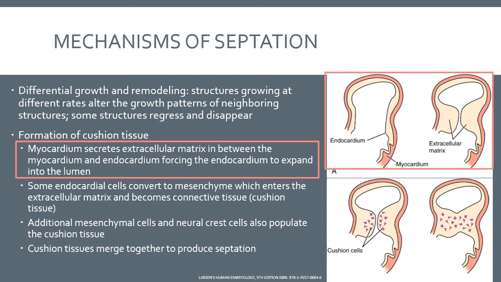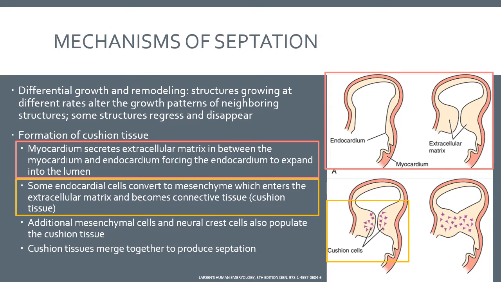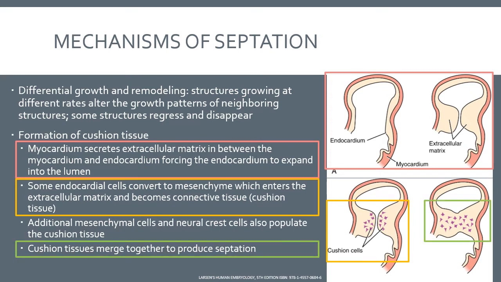Now, some of the endocardial cells will convert to mesenchyme, which will then enter that area of extracellular matrix and become connective tissue, which is called cushion tissue. And that's shown there. Additional mesenchymal cells and neural crest cells are also going to populate the cushion tissue. So we have other cell types that come in and use that extracellular matrix as a framework and sort of grow and develop in the region.